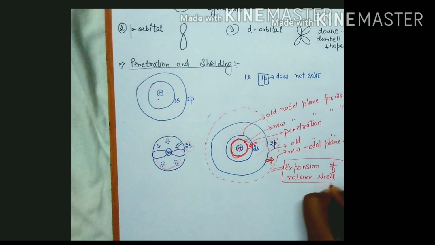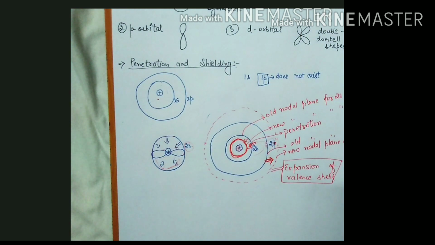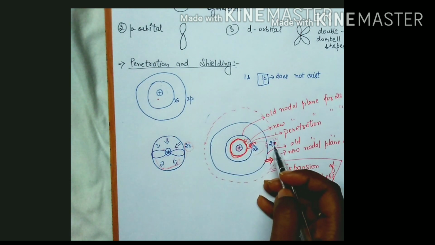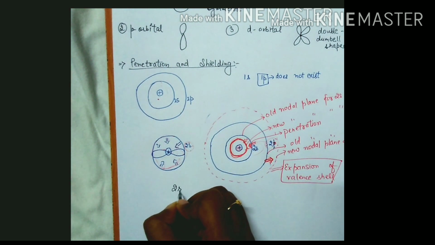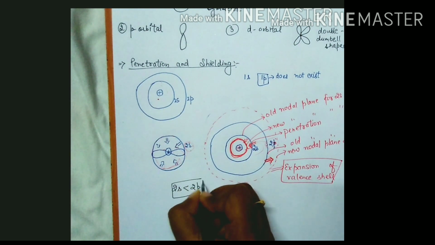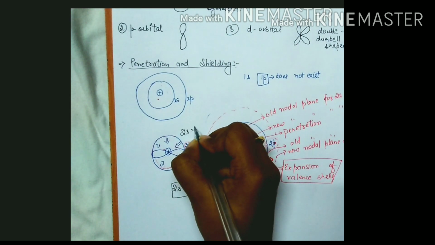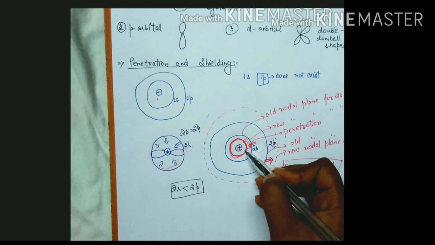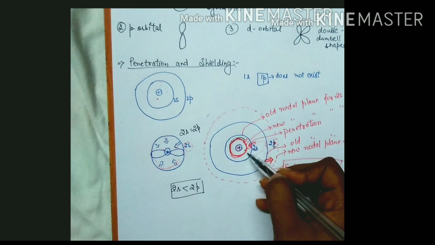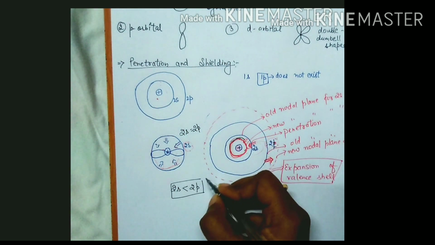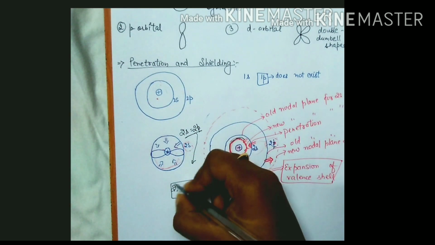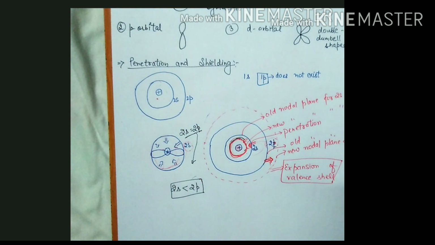Okay, this phenomenon is very important because due to the expansion of this valence shell, there is an energy difference created between your 2s and 2p orbitals. Now 2s is closer to the nucleus, so it has lesser energy as compared to the 2p. Initially they were degenerate, right? 2s is equal to 2p, but after the penetration of 2p into the area of 2s and shielding by the s orbital, this degeneracy has been removed, and the energy of 2s is now lesser as compared to the energy of your 2p.